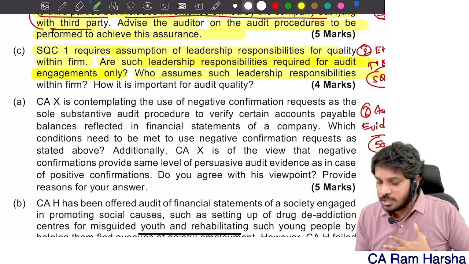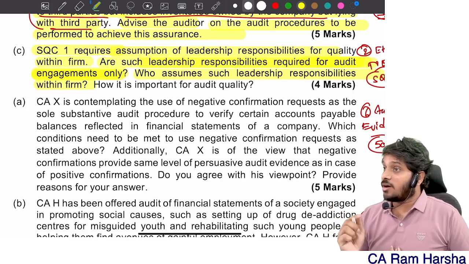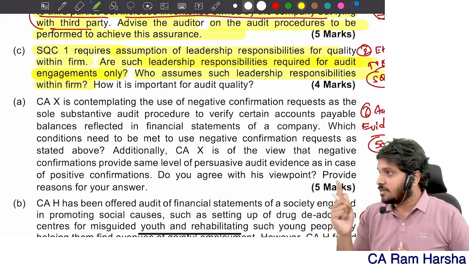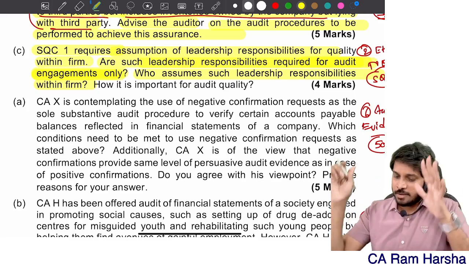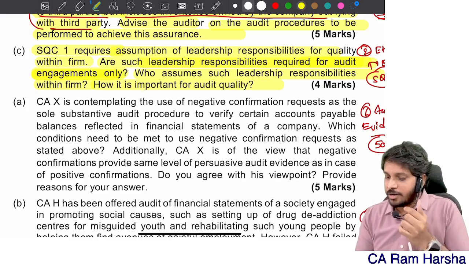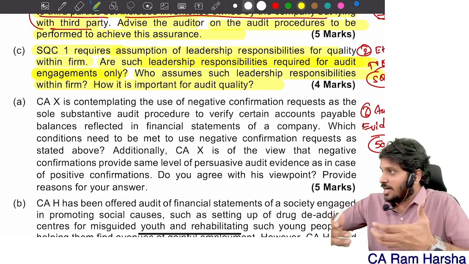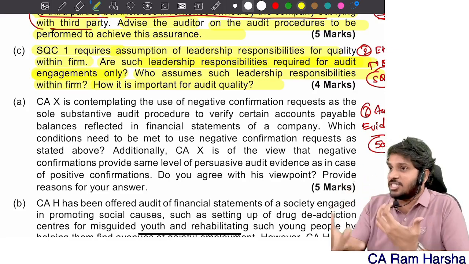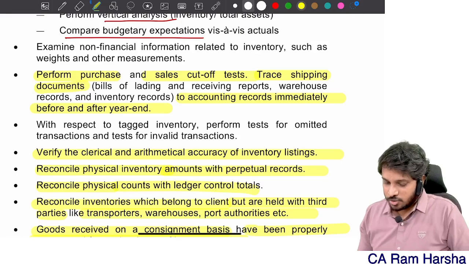Who assumes such leadership responsibilities within the firm? The firm's chief executive officer, or the firm's partners, managing partners, or some firms might have a partner called the quality control partner. He will assume it. How is it important for audit quality? The firm's leadership responsibility should demonstrate that quality in audit is essential, paramount. Like that, there is content. You need to write that content. So that is what is given below.